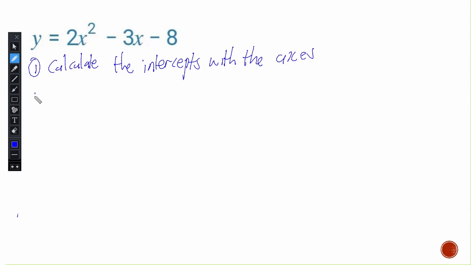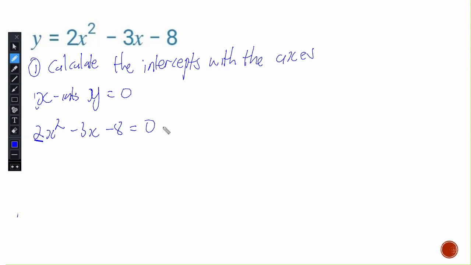Then for x-intercept first, we simply need to say y needs to be equal to 0. So this is 2x squared minus 3x minus 8 equal to 0. Now with this type of question, I prefer that you just use the quadratic formula because it can be a bit tricky to factorize, especially if you have a coefficient here that is not a positive one, right? If you have a coefficient greater than 1, it might be a challenge to factorize this.